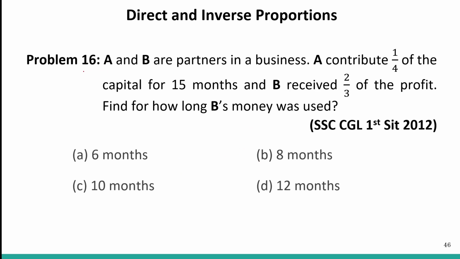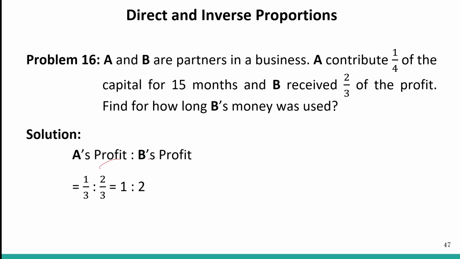So question number 16. If A and B are partners in a business and A contributes 1/4 of the capital for 15 months, and B receives 2/3 of the profit, for how many months was B's money used? Okay. So A's profit to B's profit is equal to what? 1:3, 2:3.